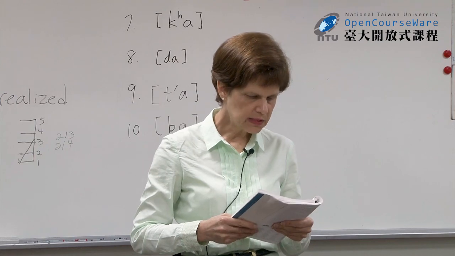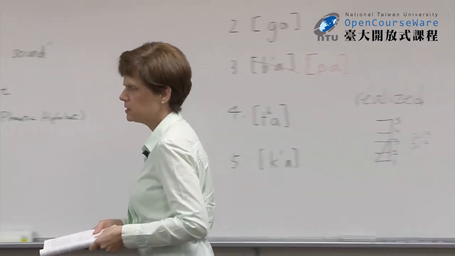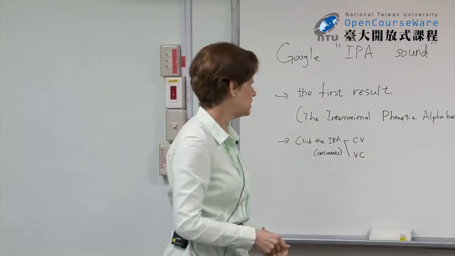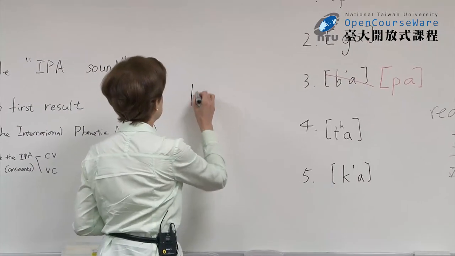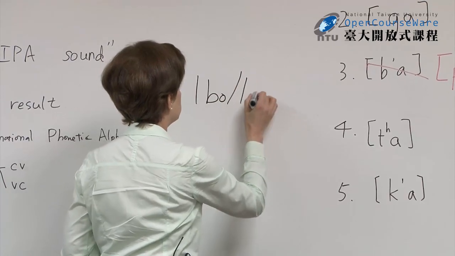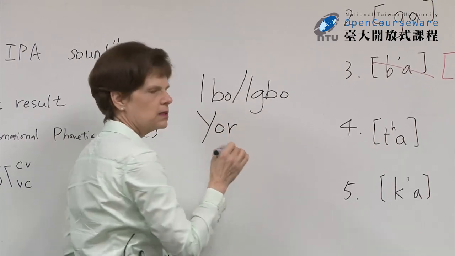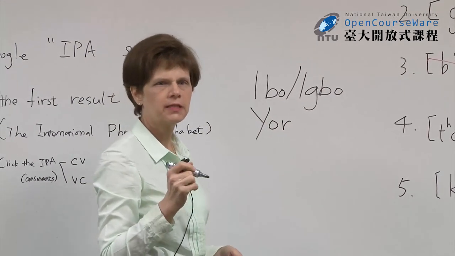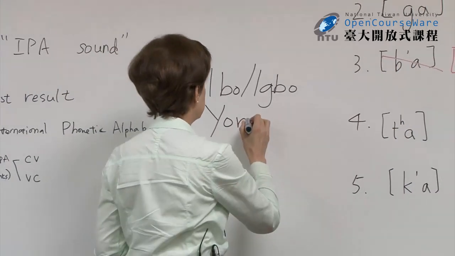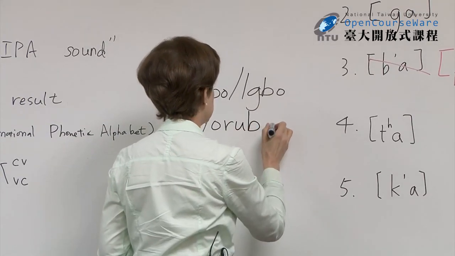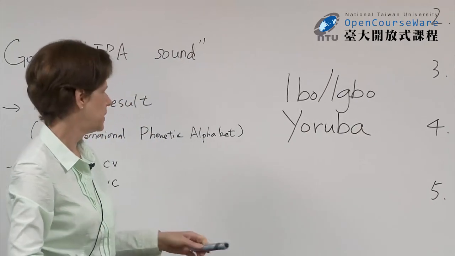Spoken in Nigeria. Good. And that was one of the languages of Nigeria we learned about when we learned about missionaries going there. It's called either Igbo or Igbo, I think they are both correct. It's the same language. And the other major language, also a very big language, Nigeria is a very large country. It has the largest population of any country in Africa. I don't remember what it is, but they have a very huge population. And they have many, many languages, but these are the two main ones, Igbo and Yoruba.